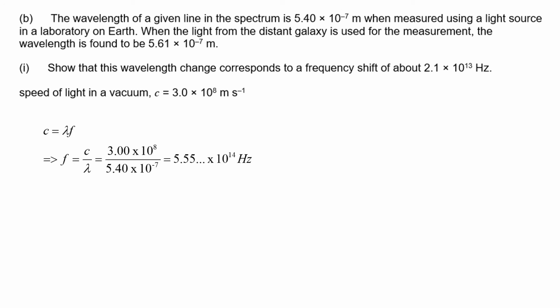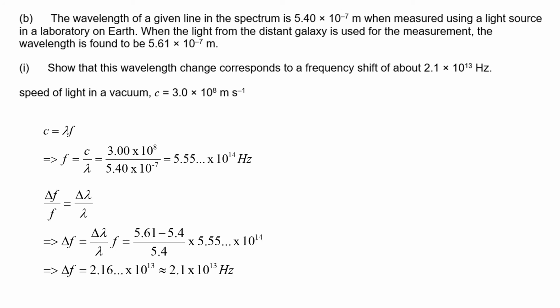Okay, so the first thing I'm going to do is work out what the frequency is from the light source on Earth. Okay, so that's what I've calculated there. And then I'm going to use the Doppler effect equation that means the change in frequency over frequency is equal to the change in wavelength over wavelength. Rearrange that to make the change in frequency the subject. Put on the top line the change in wavelength over wavelength.